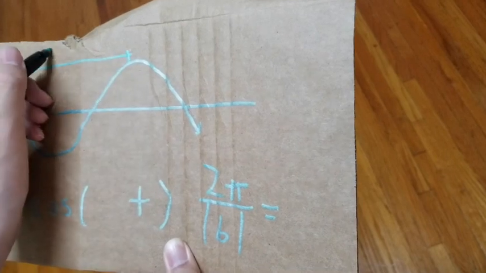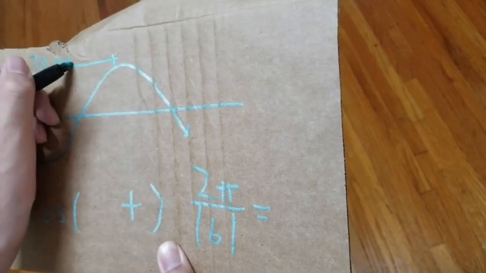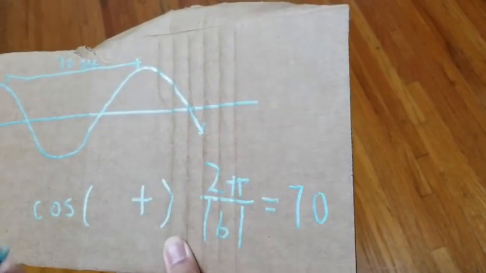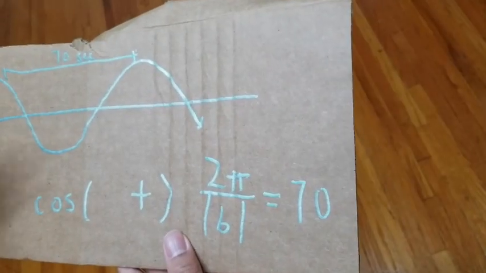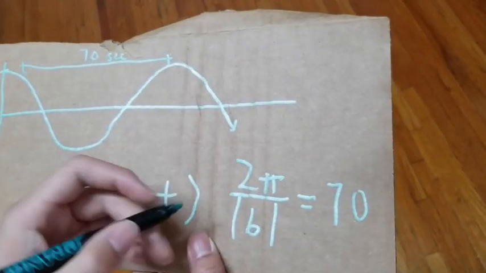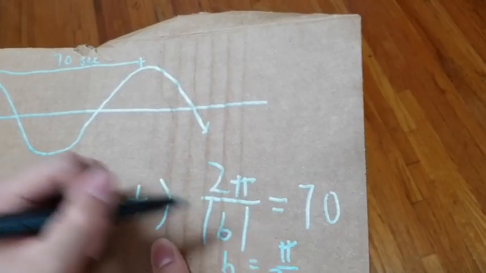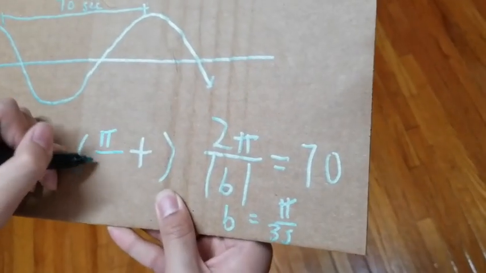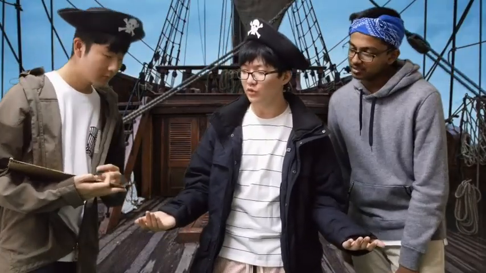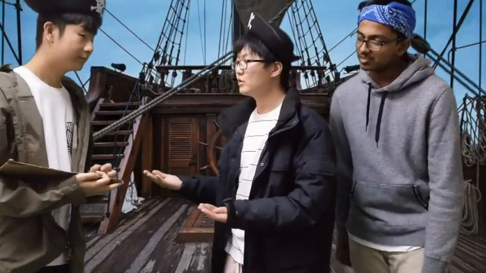So, and since cosine is even, the sign of b doesn't matter. So b is equal to pi over 35. Oh, I see. Now we have the trigonometric function we are going to use. And the period. How will we use this to our advantage?